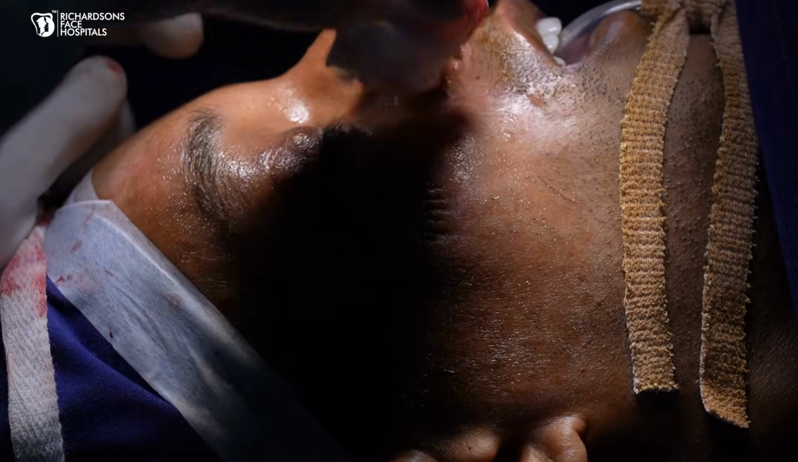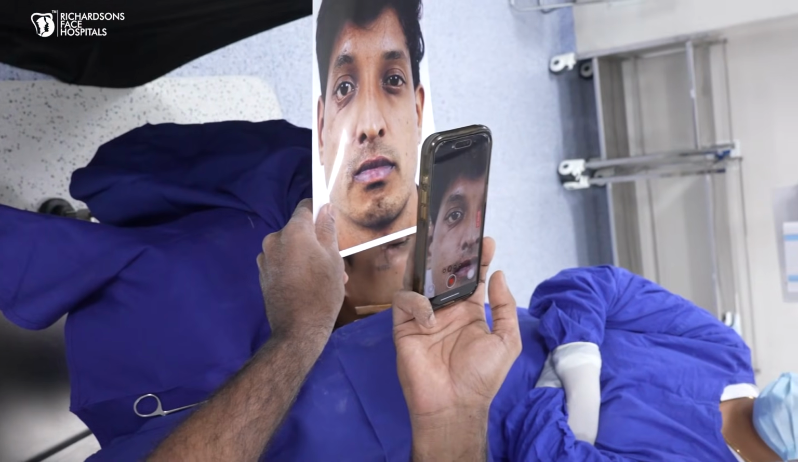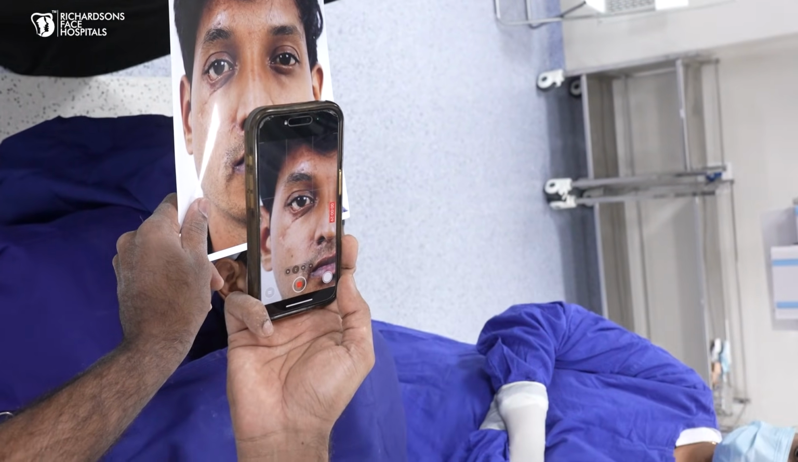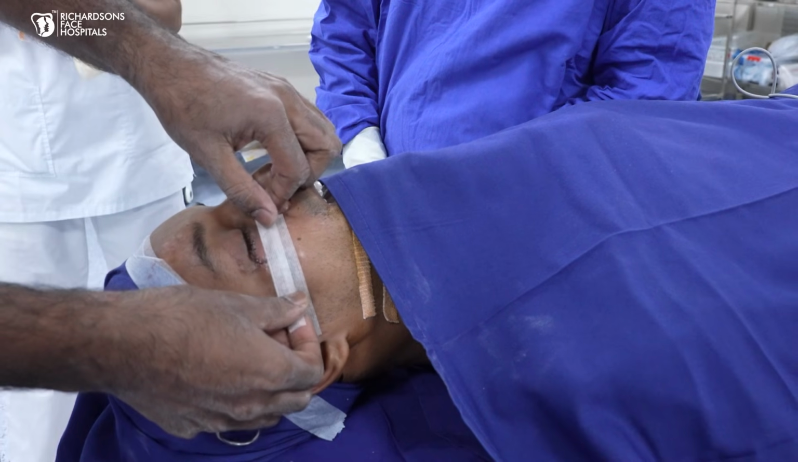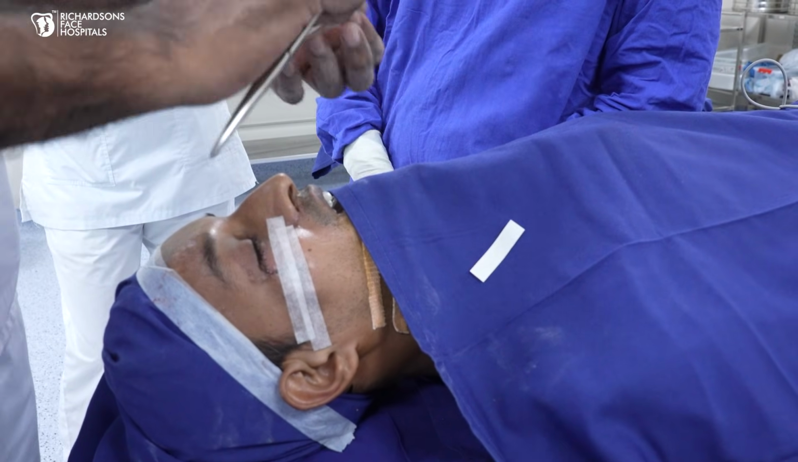So he basically got this after an accident, and this is how he was in the front view. The lower eyelid was not closing. You can see the shape of the lower eyelid, undulating, wavy. Now we've corrected it to absolute normalcy.